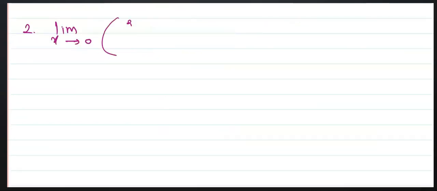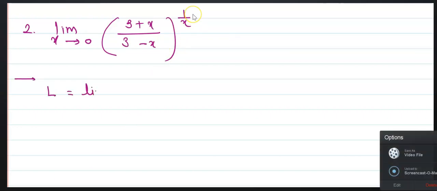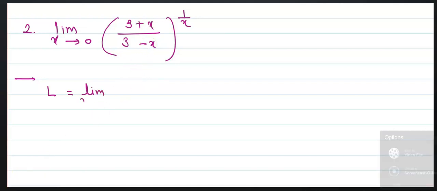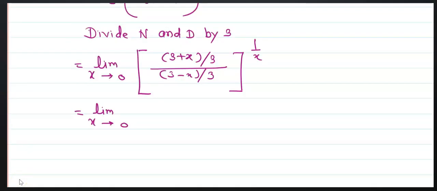Now we see the next example. Limit x tends to 0, ((3 plus x) upon (3 minus x)) raised to 1 upon x. Now this is of the form (1 plus x) raised to 1 upon x. But here we require the 1. Therefore, we will divide the numerator and the denominator by 3.